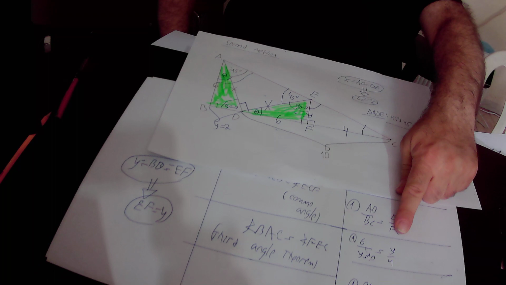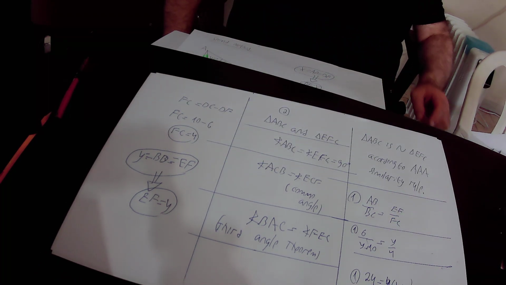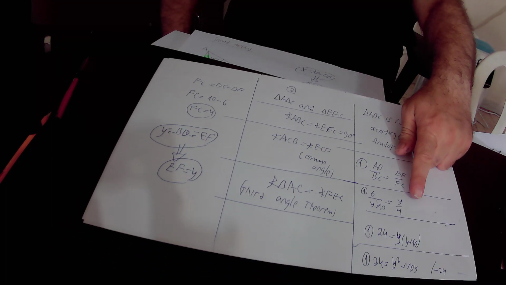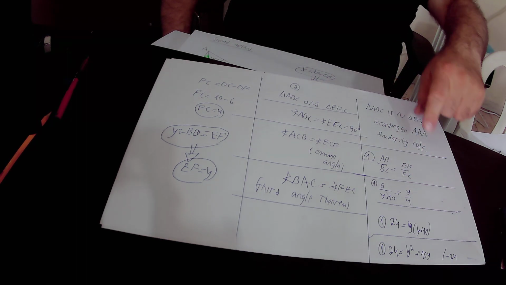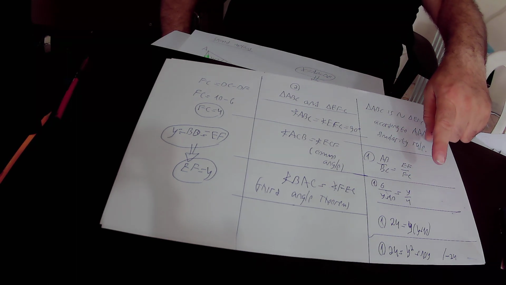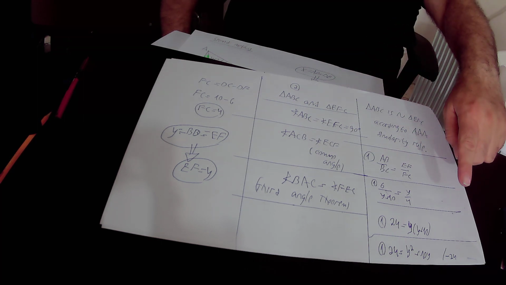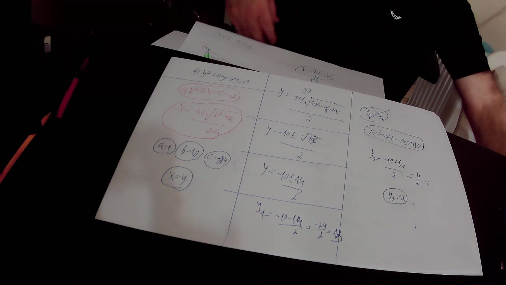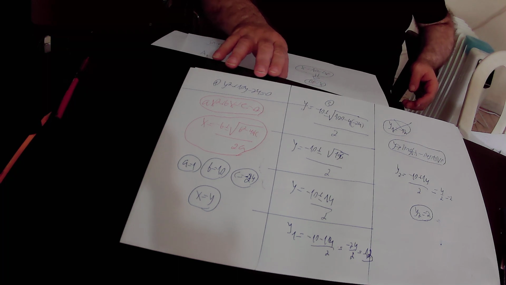Cross-multiplying this equation number 1, we find that 6 times 4 is 24, and it is equal to Y times Y plus 10. We open the brackets, and we find that 24 equals Y times Y, which is Y squared, plus 10Y. We subtract 24 from this equation, and we get Y squared plus 10Y minus 24 equals 0.